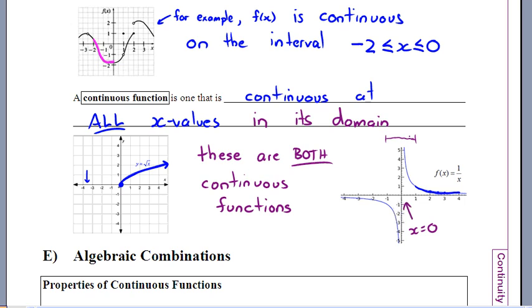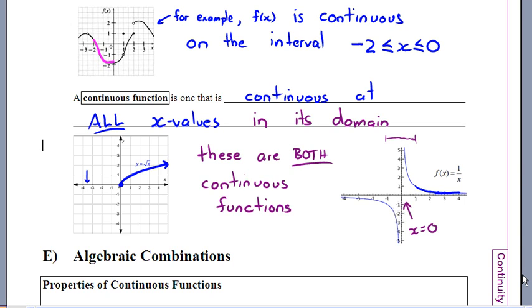And again, people might go, what about x is equal to 0? And I'm like, why are you talking about x is equal to 0? That's not in its domain, right? It's not even part of the function. So if we're just asking ourselves, is it a continuous function? You're not even allowed to look at x is equal to 0.